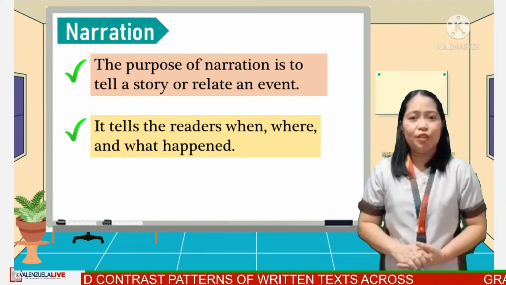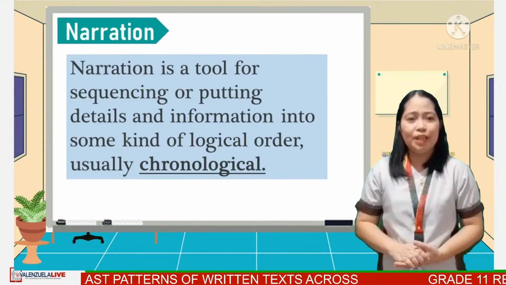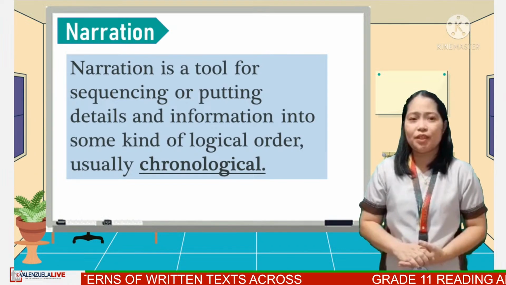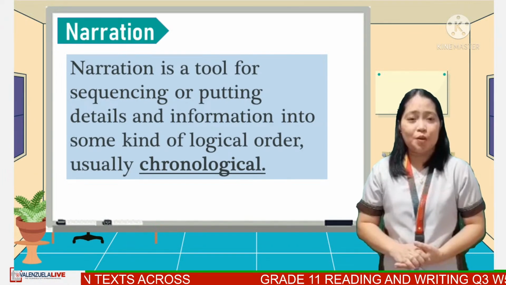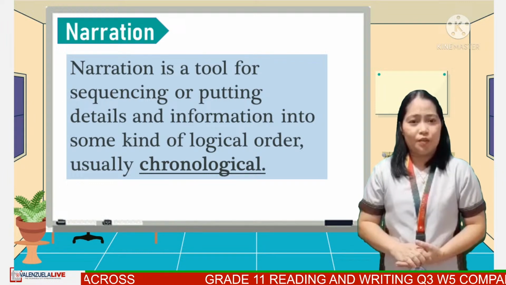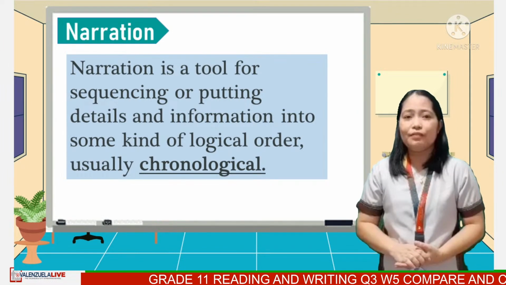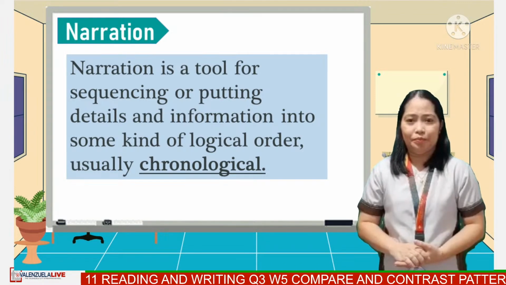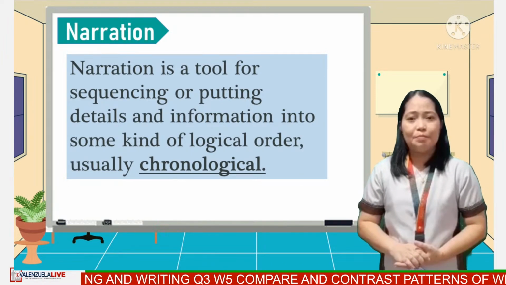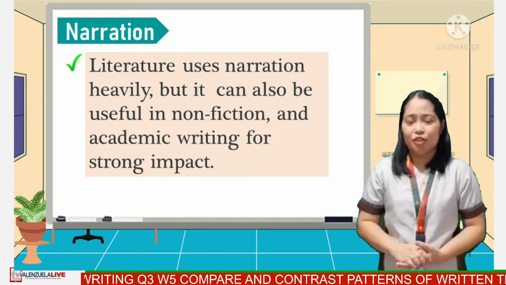Narration is a useful tool for sequencing or putting details and information into some kind of logical order, usually chronological. When we say chronological, it means the writer follows the order in which they happened. Narrative as a pattern is commonly used in literature.